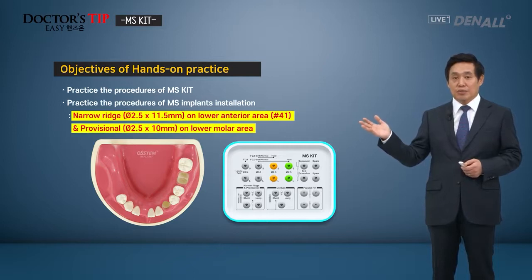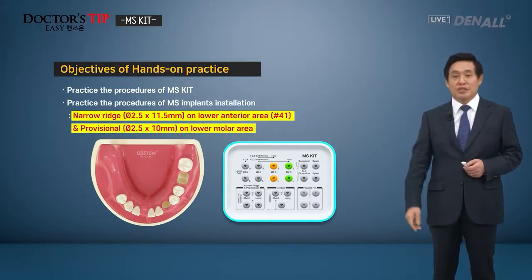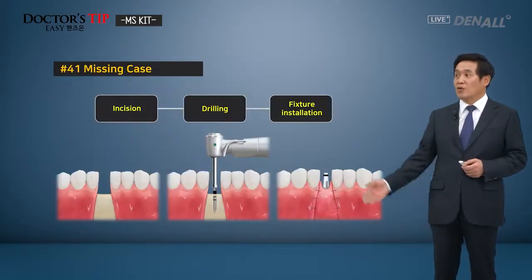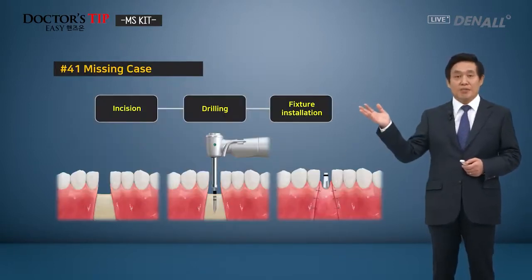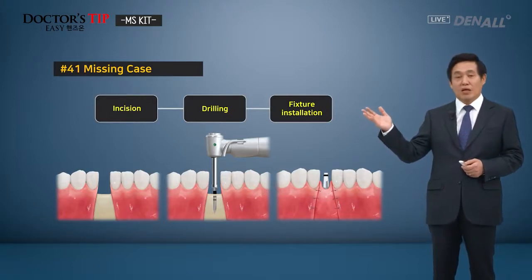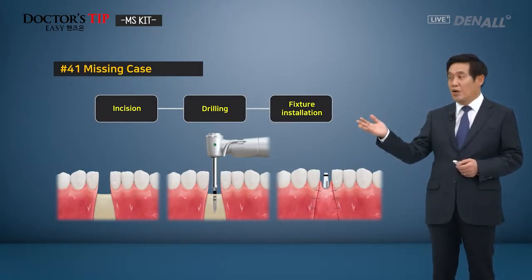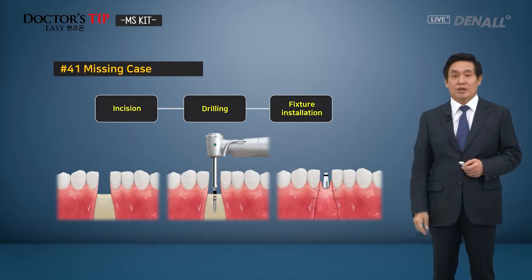So I'll show you how the provisional prosthesis is bent, or if there's a fracture while bending, how it's removed, through hands-on. So this is the case. 41 is missing. For that case, first I do incision, drill, and then the MS fixture will be installed. I will see you in hands-on practice.